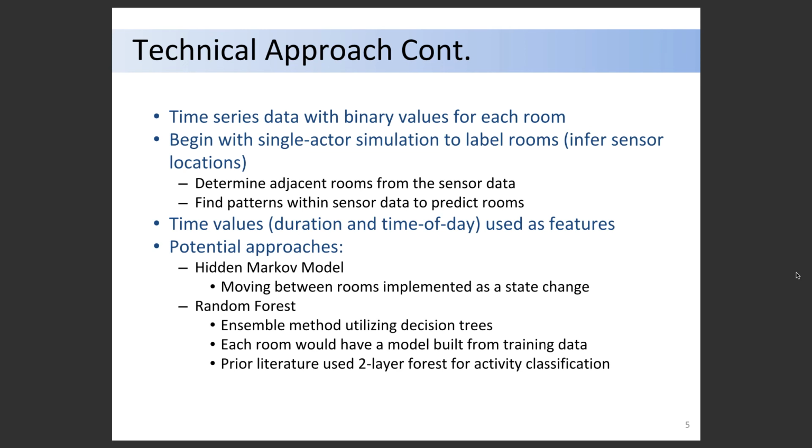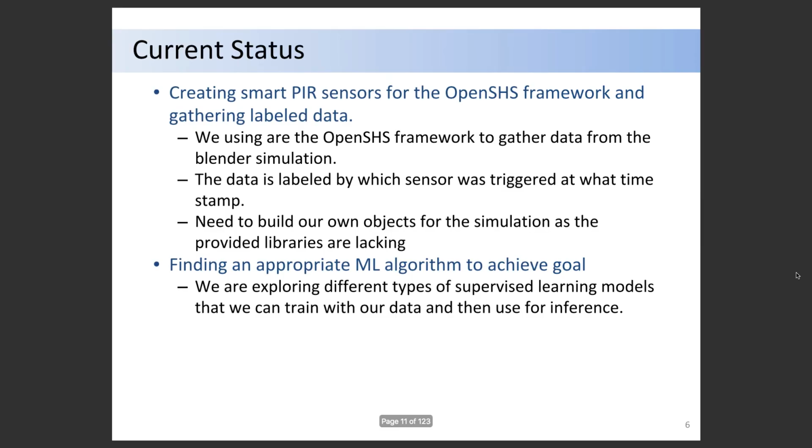And prior literature has used similar things, random forest, in this case a 2-layer random forest, for activity classification. So a little bit different, but they used similar sensors for their project. Currently we are creating smart PIR sensors for the OpenSHS framework. And we're going to know which rooms they're in, so we'll have labeled data about which room each sensor belongs to, like bathroom.